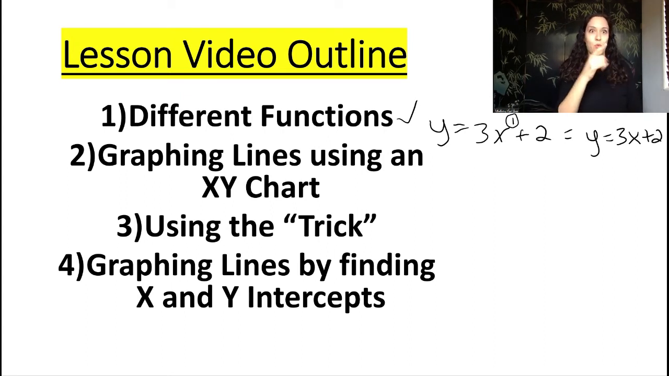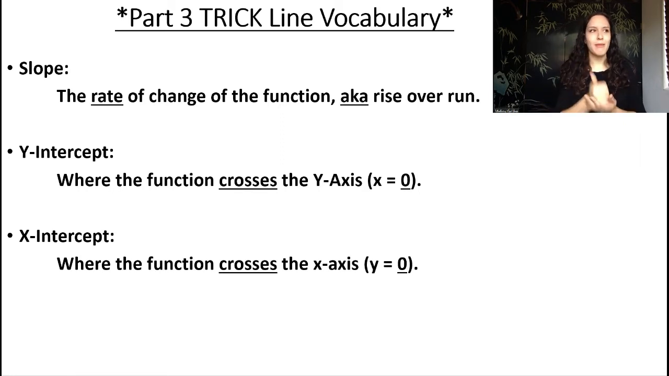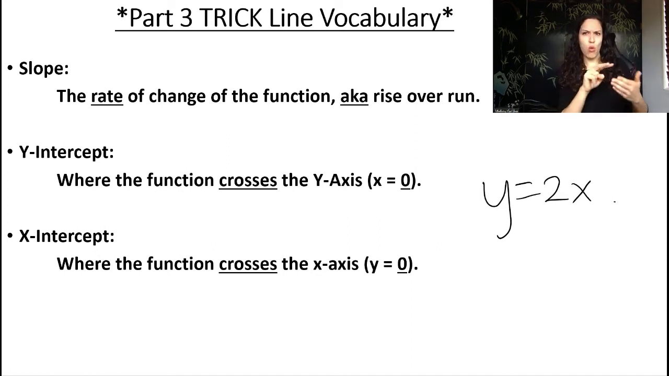We're looking at lines. We graphed using an XY chart. Now we're going to use a trick, and then after, use intercepts. So part 3. In order to use the trick, by just looking at a line like 2x plus 3, within maybe less than 10 seconds, you'll be able to graph that line without having to plug in any points like that XY chart. This part of the lesson teaches you the trick. But we need to make sure we understand vocabulary first.